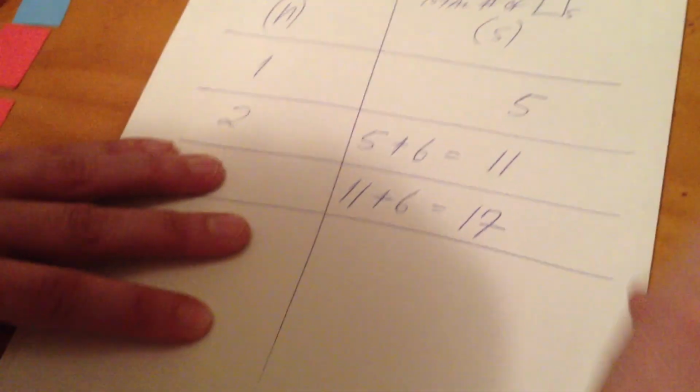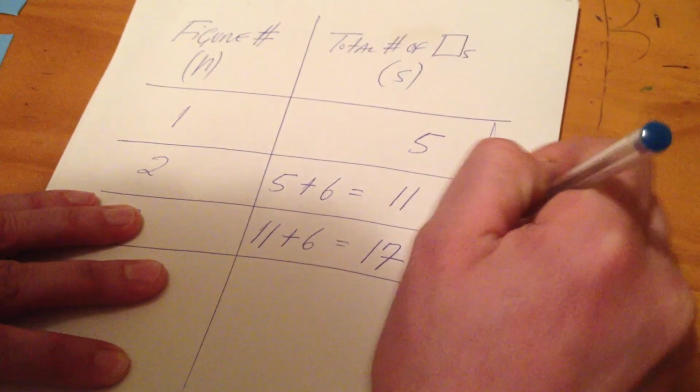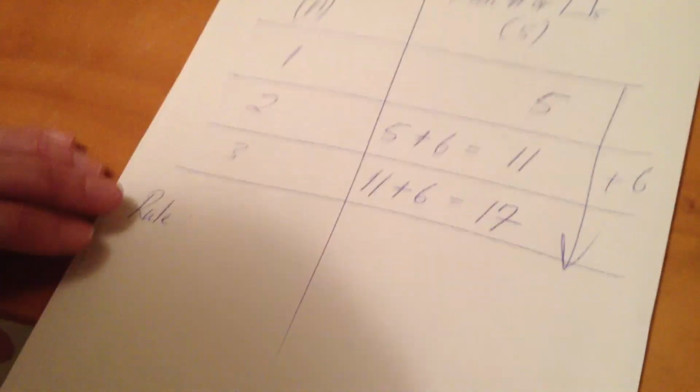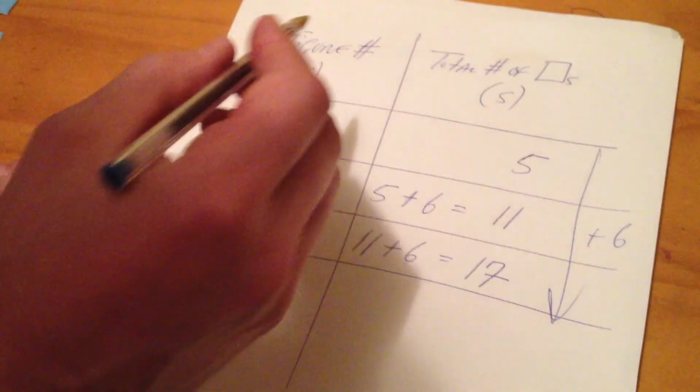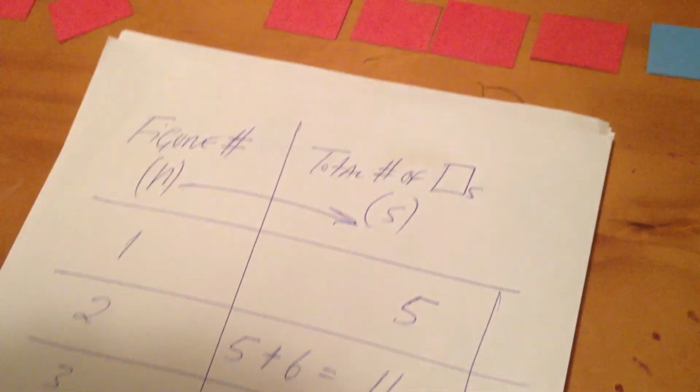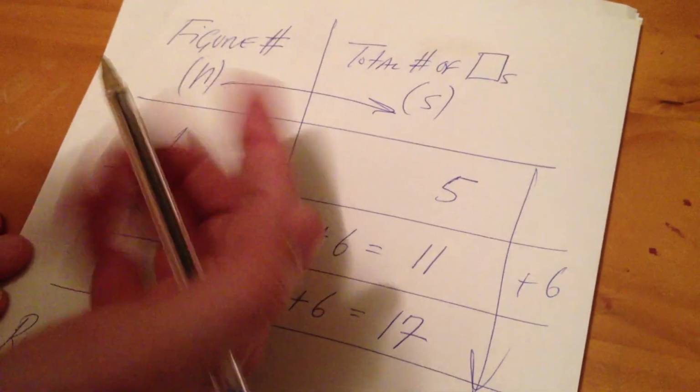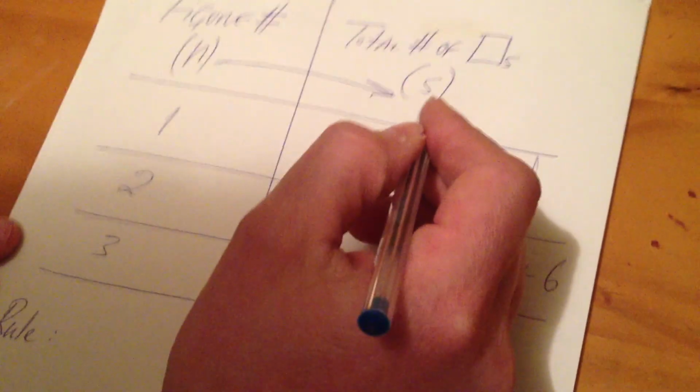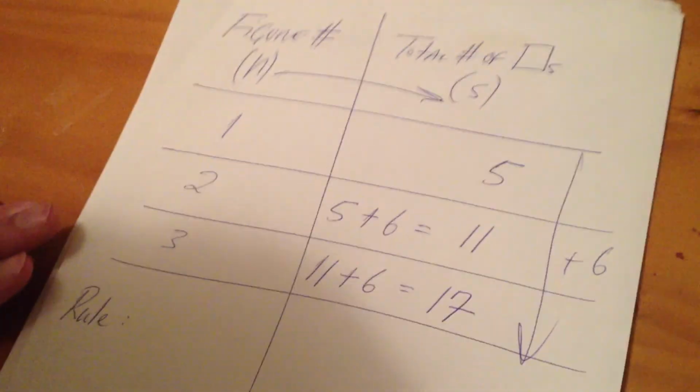So you can clearly see that one pattern rule is that the total number of squares is increasing by 6. But if you do a little bit of guess and check, you need to determine the relationship between the figure number and the number of squares. What is happening to the figure number to produce the total number of squares? What is the relationship between n and s?